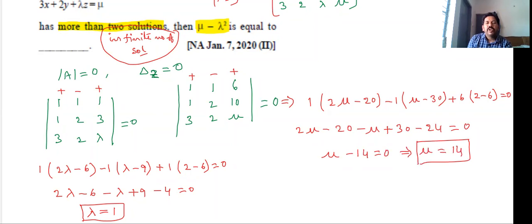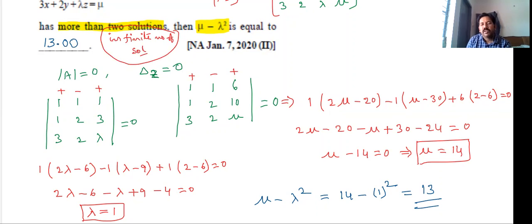Now we need to find mu minus lambda square. What is mu? 14, minus lambda, which is 1. Lambda square, 1 square, is 1. Finally, what is the answer? 13. Here you can write the answer 13.00. Numerical value type questions you can write like this. Okay, students? I think all of you understood now.